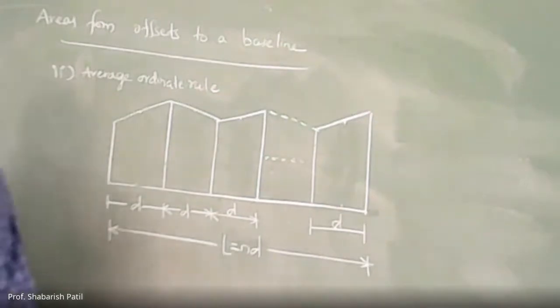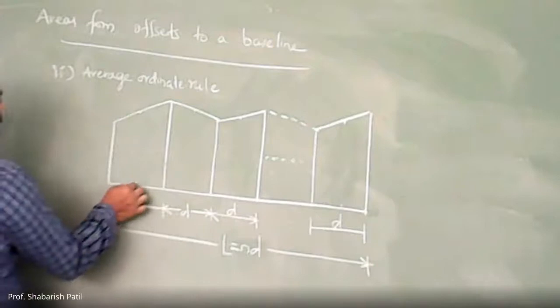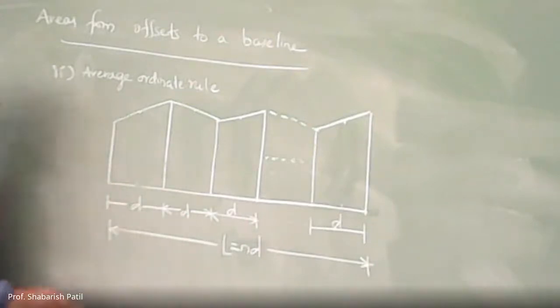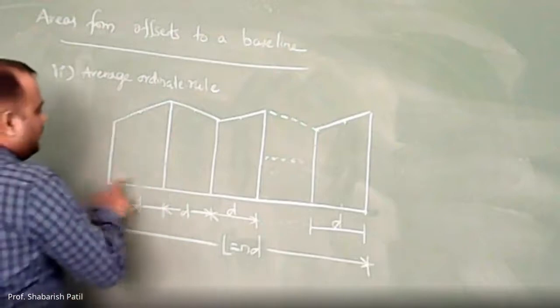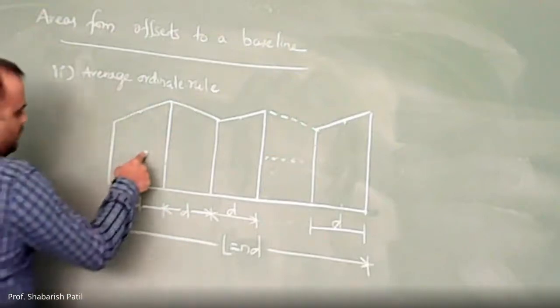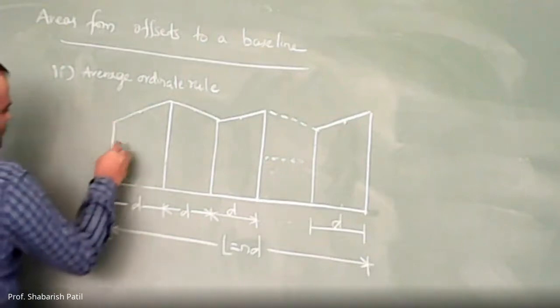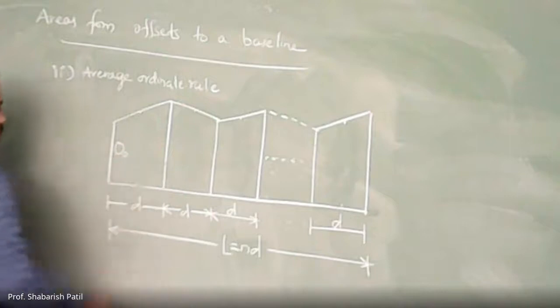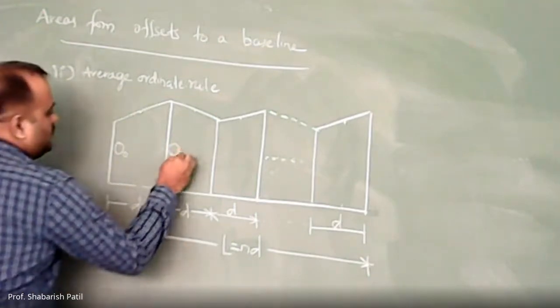Okay, now here, what is being done here? We don't take the mid-ordinate, instead, we take the ordinates or the offsets at the start and end point of a strip. Okay, this is my first strip, and the offset at the start of the strip is this one, so I'm going to call it as O0. My O0 is the offset at the start of the strip. This offset I'm going to call it as O1.